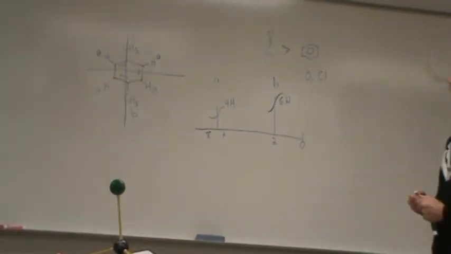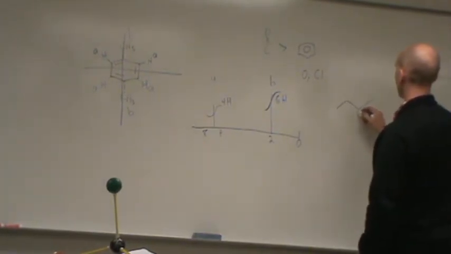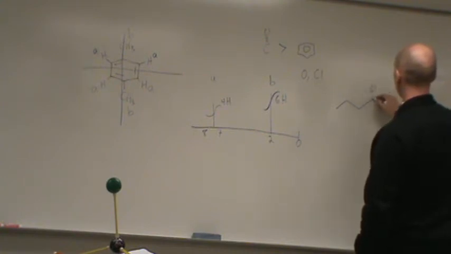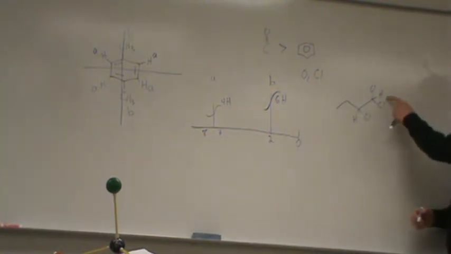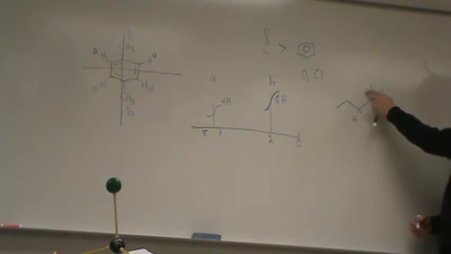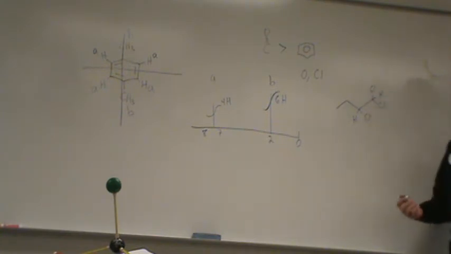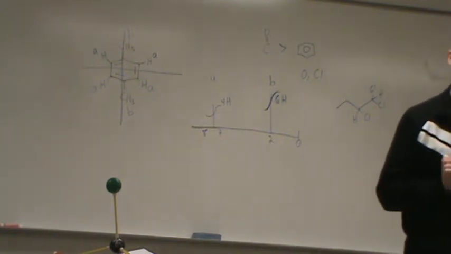Okay. But if you had a molecule like this here, you should be able to predict that this hydrogen will be more downfield than that one, right? Because I got 2 chlorines compared to 1. So that's one. Okay. Any other questions?